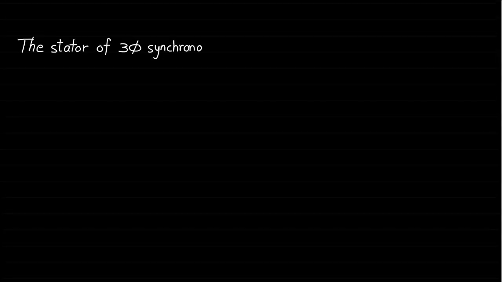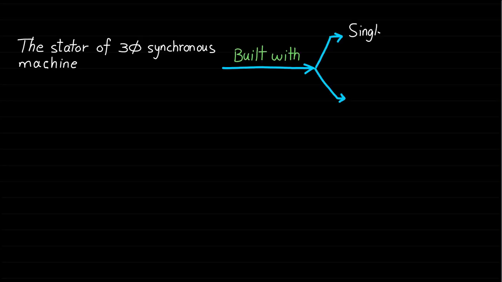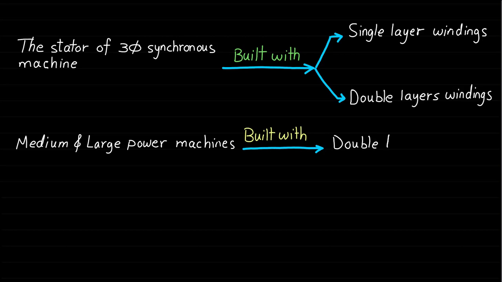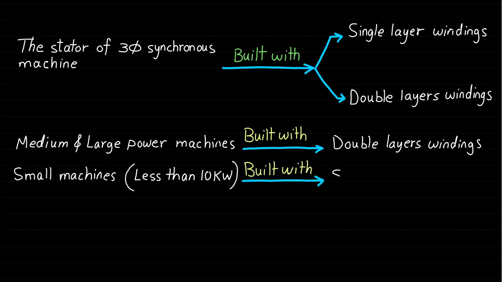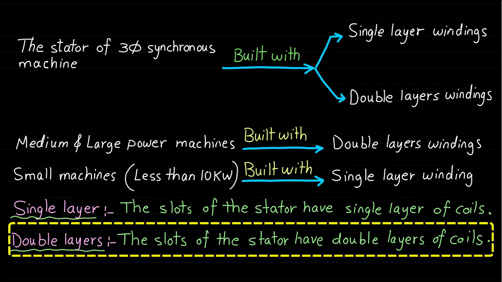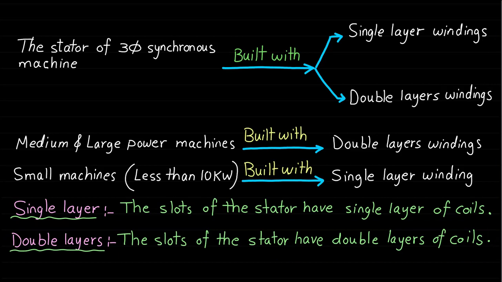The stator of three-phase synchronous machines, or three-phase AC machines in general, can be built either with single layer windings or with double layer windings. In medium and large power machines, the machines are usually built with double layer windings, while small machines with ratings less than 10 kilowatts are built with single layer windings. In general, single layer means the slots of the stator have one layer of coils, while in double layer windings, the slots of the stator have two layers of coils. To get a better idea about single layer and double layer stator windings, let's take the following example.